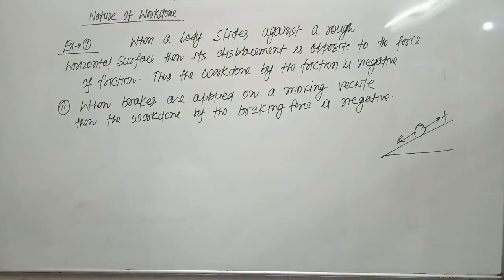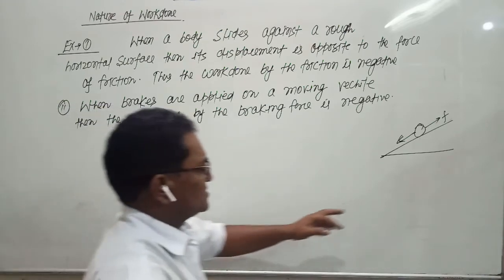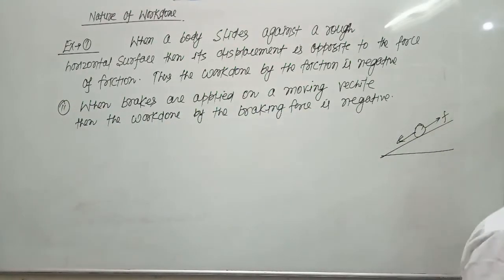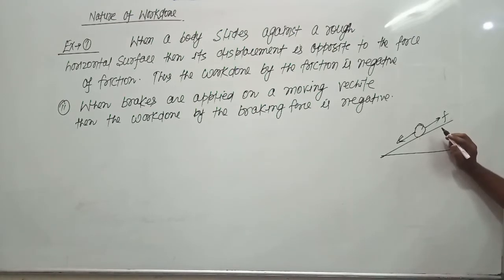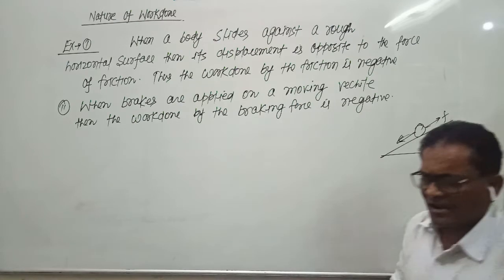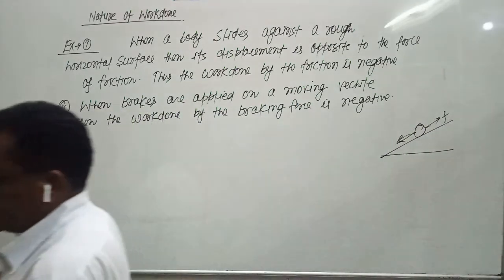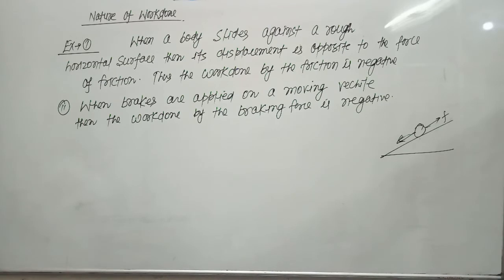So the first example of negative work done is that when a body slides against a rough horizontal surface, its displacement is opposite to the force of friction, and therefore the work done by the friction is negative. The second example is when brakes are applied on a moving vehicle, then the work done by the braking force is negative.